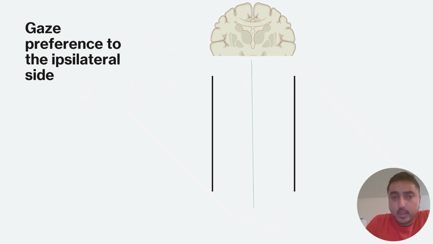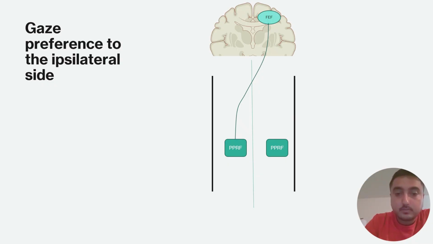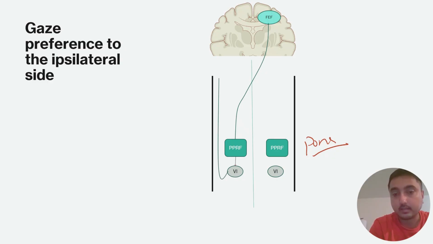Now let's discuss why there is gaze preference to the ipsilateral side in MCA stroke. So we have a frontal eye field area that is responsible for the saccades, as I mentioned in my previous video. From the frontal eye field area, we have a descending fiber supplying the paramedian pontine reticular formation in the pons. The PPRF gives off the fibers to the sixth cranial nerve nuclei, that would be the abducens nerve on the same side, and the abducens nerve would supply the eyes on the same side.